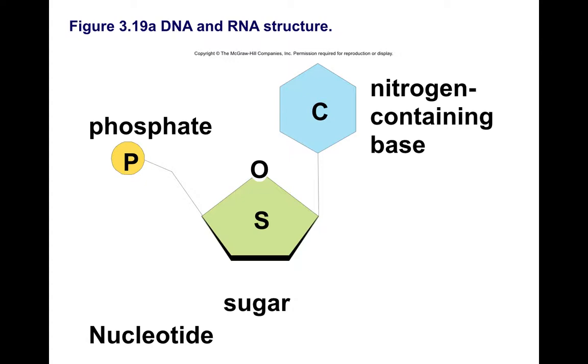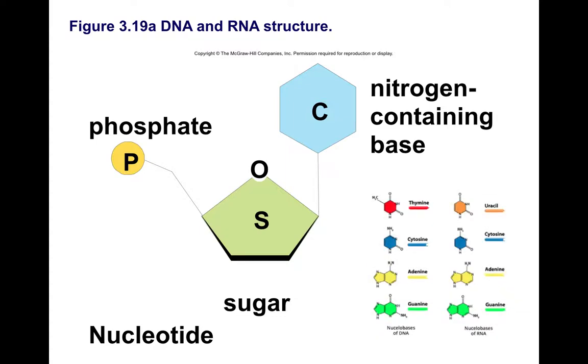You will notice that all of these are made of a sugar and phosphate, which together form the so-called sugar-phosphate backbone of DNA and RNA. In addition, both DNA and RNA have nitrogen bases. Both of these share cytosine, adenine, and guanine. And while DNA has thymine, RNA has uracil.